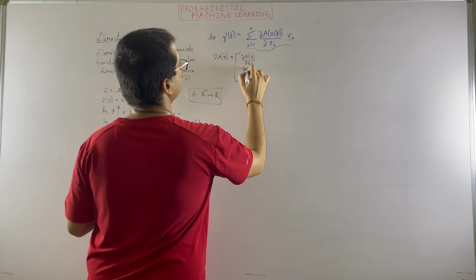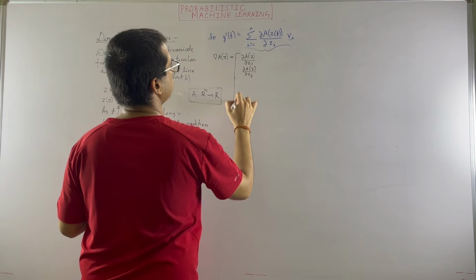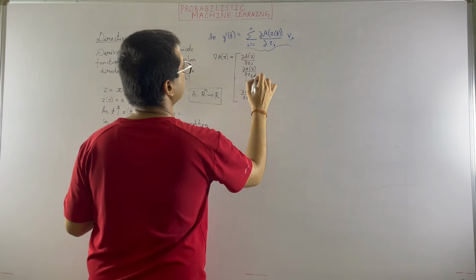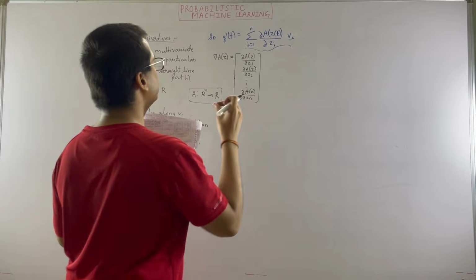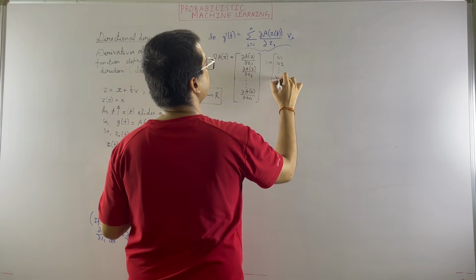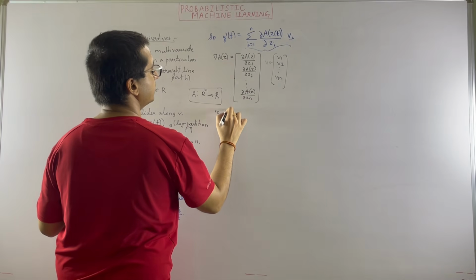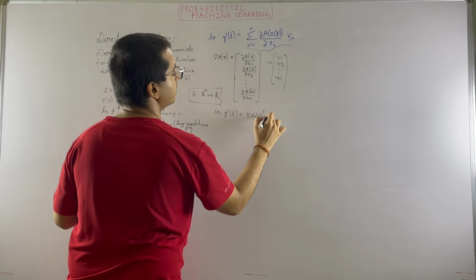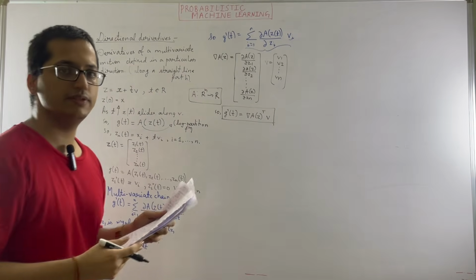So ∂A/∂z1, ∂A/∂z2, ..., ∂A/∂zn, and basically what is my v? So v is again a vector, right? So if I take the inner product, I get this summation. So g dash of t is equal to ∇A(z) transpose v. Okay, this equation is clear.